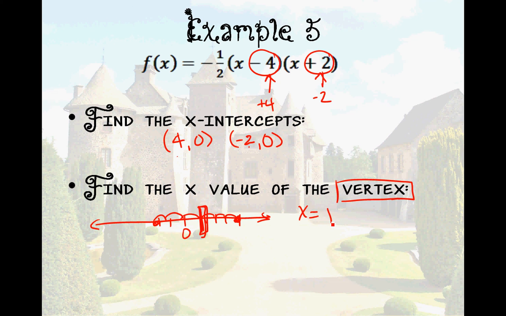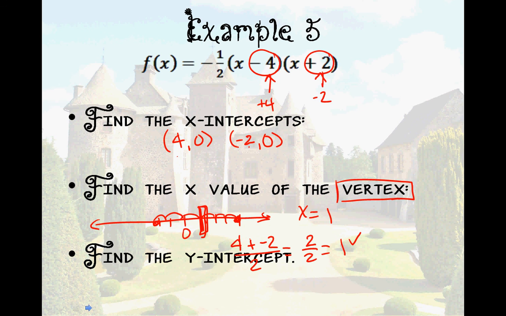Okay? The other way you can do that is just averaging. So 4 plus negative 2 over 2. You add and then divide by however many you have. So that's 2 over 2, which is 1. Okay? Either way that you do that works. You can either find the average or you can count to the middle.